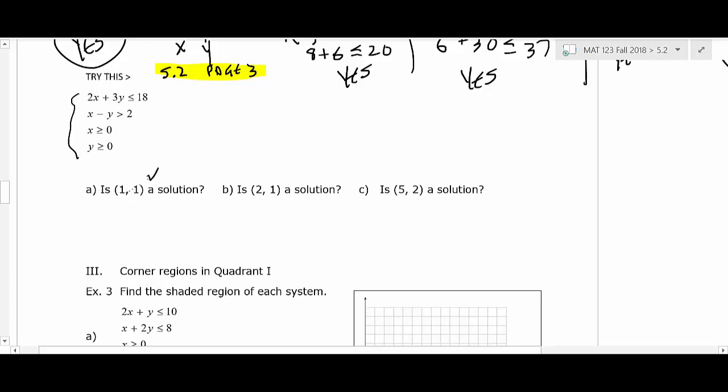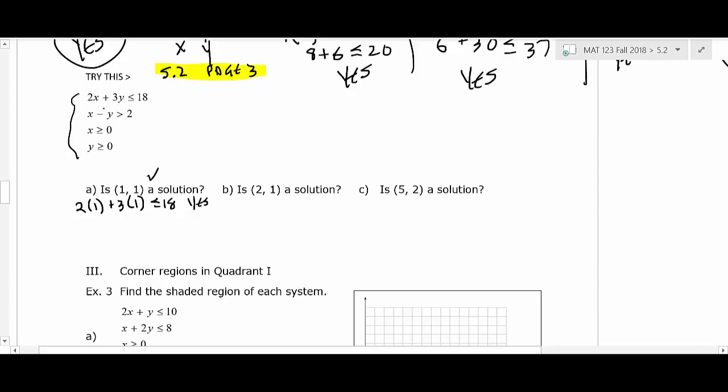So if you're going to see if (1, 1) is a solution, you want to plug into the first inequality. The first inequality is 2x plus 3y less than or equal to 18. So you'd have 2 times 1 plus 3 times 1 less than or equal to 18. Now, if you can do that in your head, that's good. That's a yes, because 2 plus 3 is less than 18.